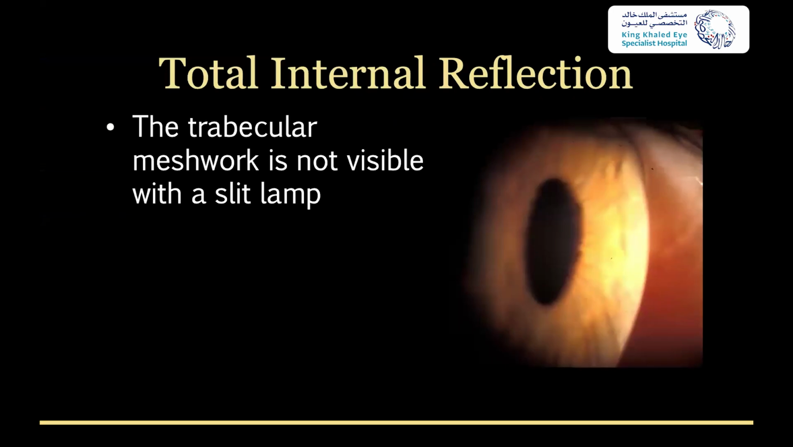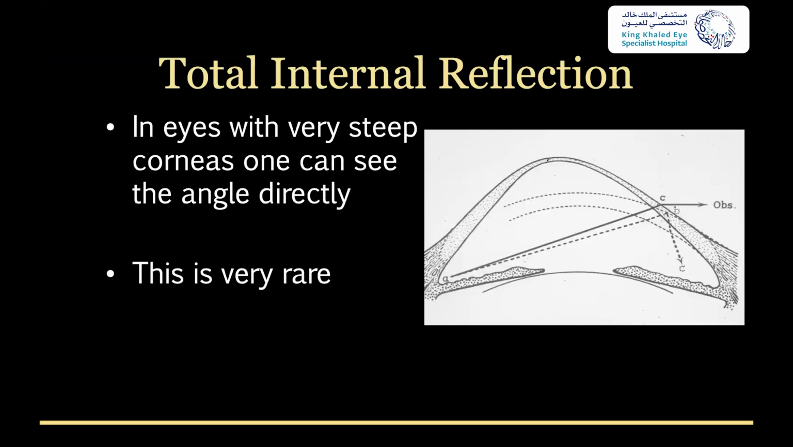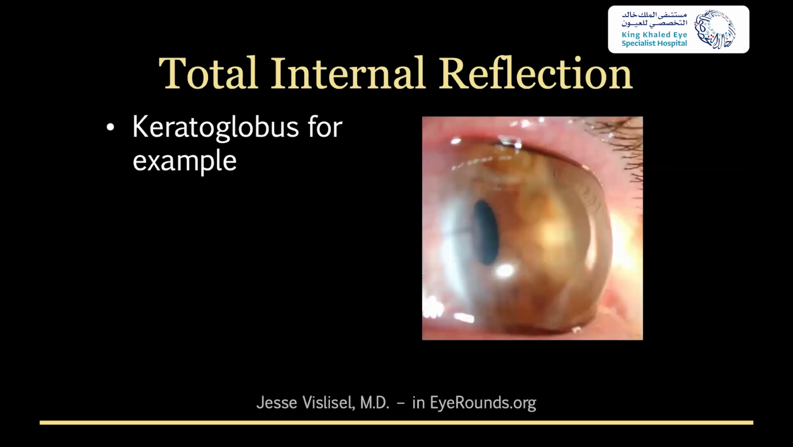So this is me trying to look at the angle of my technician, and no matter what I try, I can't do it. The one exception is someone who has a very steep cornea or a big globe, like keratoglobus or keratoconus. This is obviously very rare. And even in this eye with keratoglobus, the view is pretty terrible.